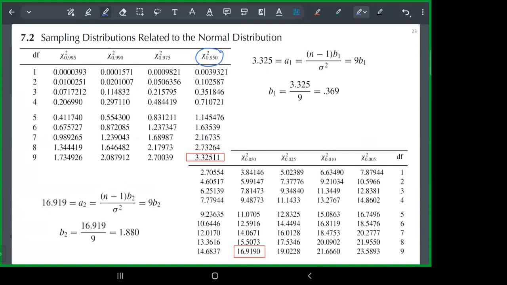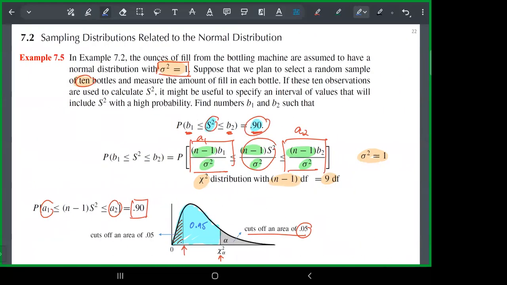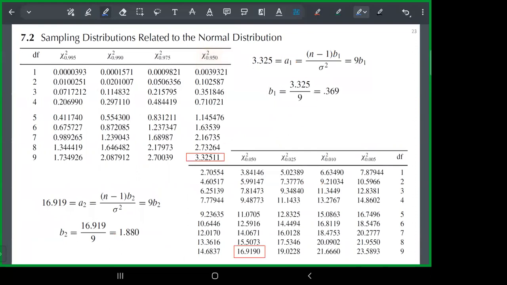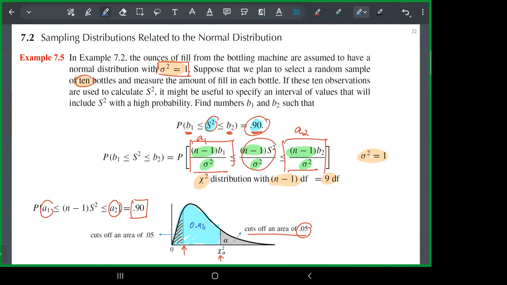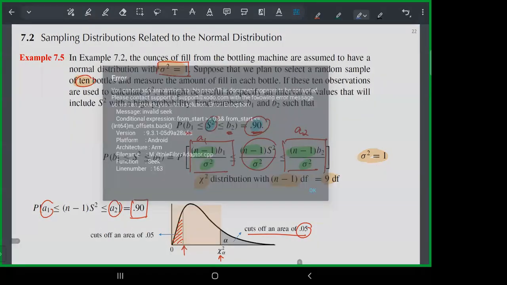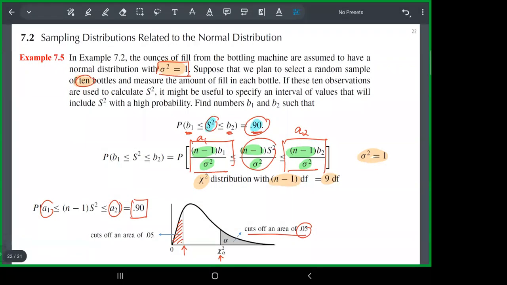Oh, I'm sorry. Wait, this 0.95 is going to be on the left. Sorry, guys. I'm doing it in reverse. My bad. I'm starting from A1 first. Okay, let me do it one more time. Here we go.